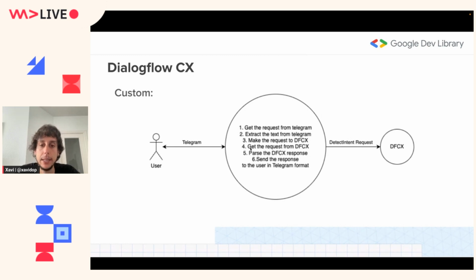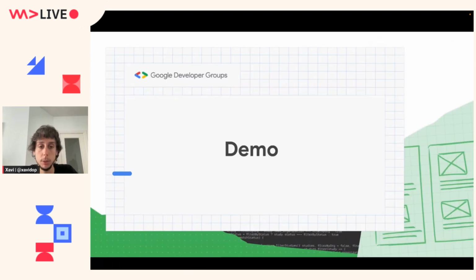Okay, get the request from Dialogflow CX, parse that Dialogflow CX response, and then send the response to the user in a Telegram format. Basically, a man in the middle that transforms from one thing to another. It's super easy. You usually are going to do that in less than 100 lines and in less than 30 minutes. So you can deploy this and have chatbots on whatever platform you want.